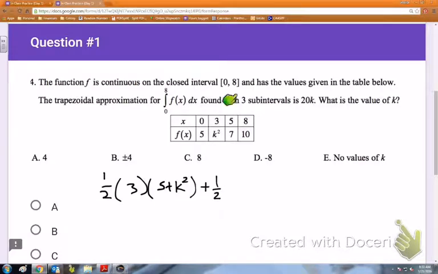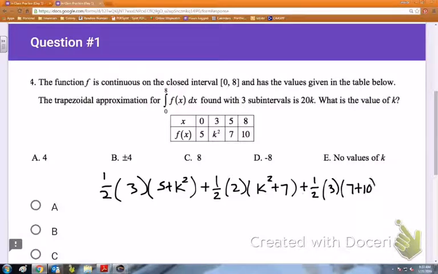1/2 times, this one has a length of 2, so from 3 to 5 would be a length of 2. And then I add the heights together, k squared plus 7. And then the last one would be 1/2 times, this one has a length of 3, from 5 to 8, that's a length of 3. And then 7 plus 10. And if I add together all those areas, they're telling me that all of those together should equal 20k.